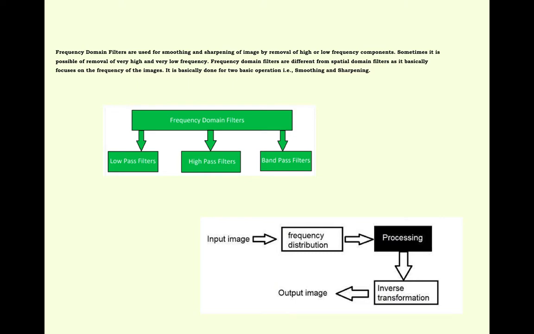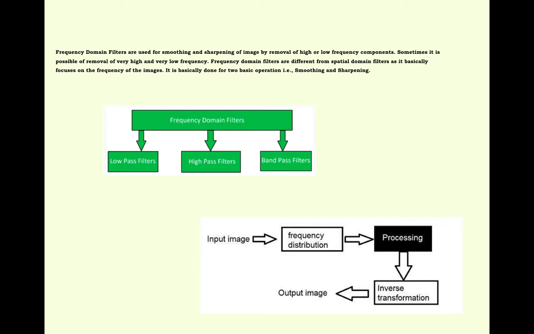Frequency domain filters are used for smoothing and sharpening of an image by removal of high or low frequency components. Sometimes it is possible to remove very high and very low frequencies. Frequency domain filters are different from spatial domain filters, as they focus on the frequency of the image. They are basically used for two operations, smoothing and sharpening. The frequency domain filters are low pass filters, high pass filters and band pass filters.